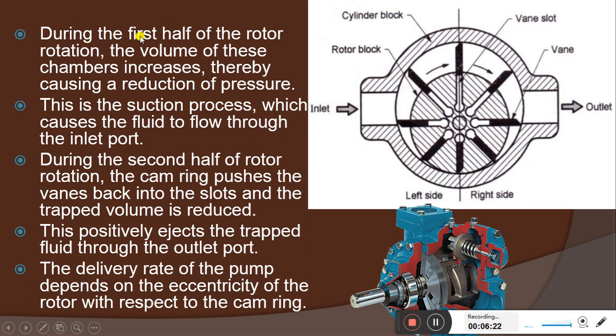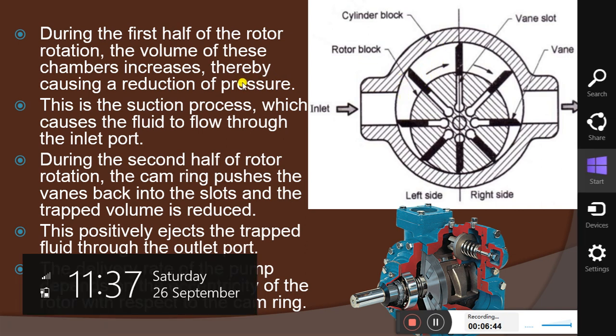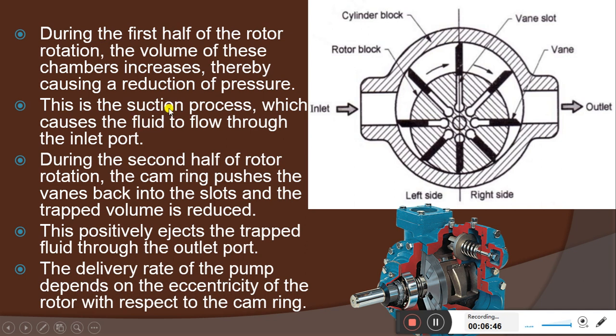During the first half of the rotor rotation, till here, you can see the one line at the left side, the volume of these chambers increases. Volume increases from here to here, thereby causing a reduction of pressure. This is the suction process, which causes the fluid to flow through the inlet port. As the inlet port opens, it collects the liquid because of the partial vacuum.